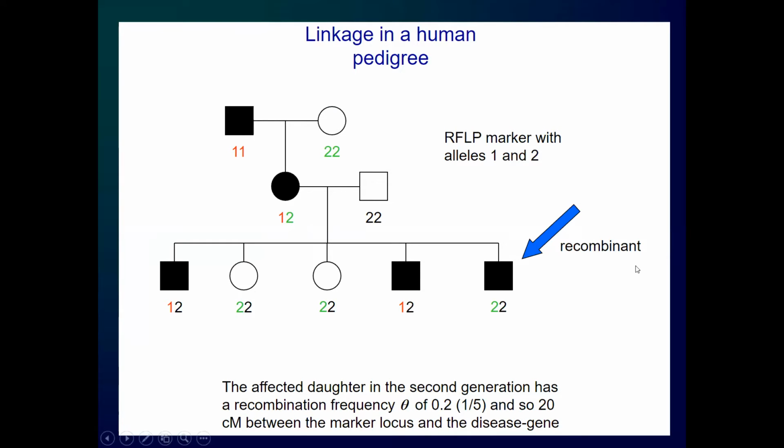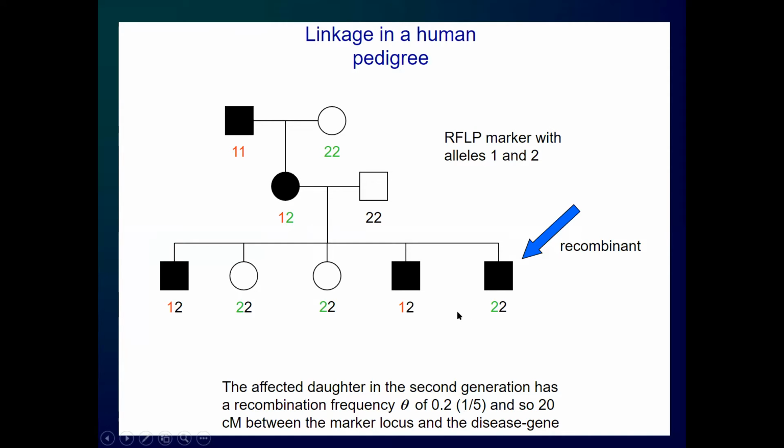So we will start the second part of this presentation. Here we see the pedigree where we identify that the fifth child is a recombinant and the recombination frequency is 0.2. It's exactly the same example we covered in the first recording.